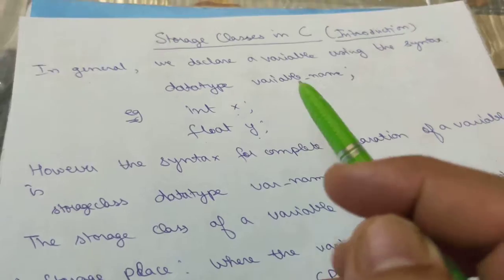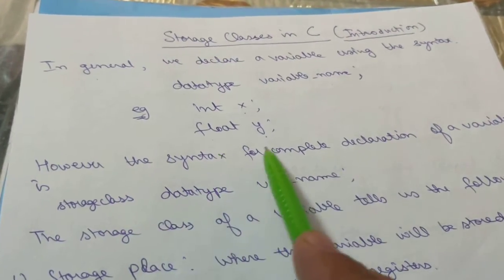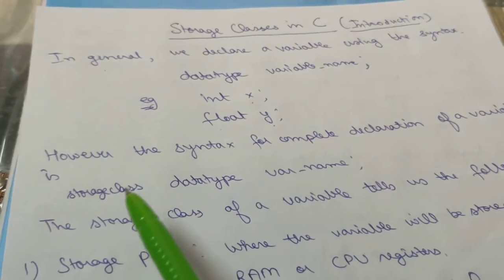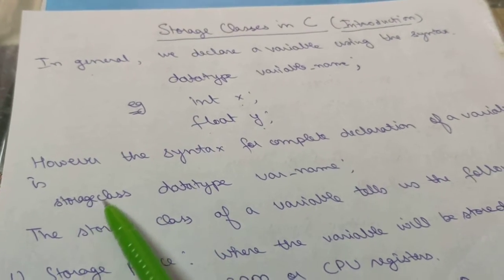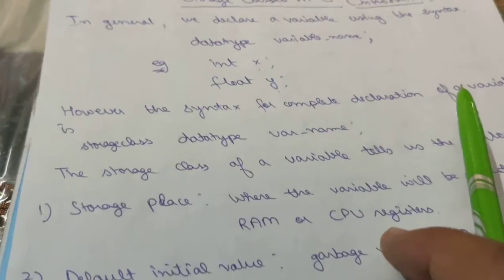However, this is basically an incomplete declaration of a variable. The syntax for the complete declaration of a variable is first you mention the name of the storage class, then data type, and finally it is the variable name.